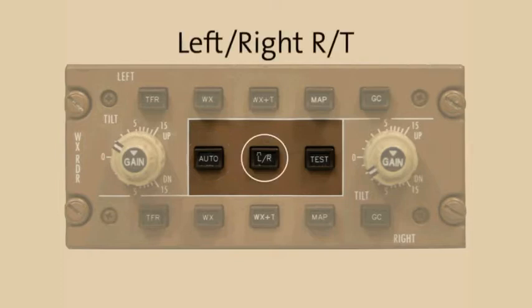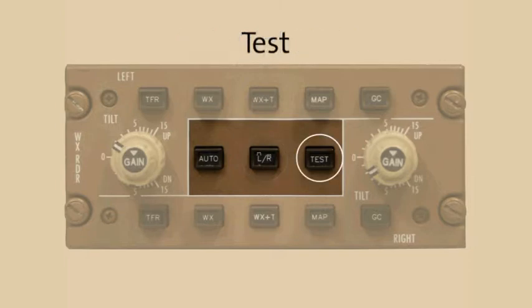On aircraft equipped with dual systems, the center button selects the left and right receiver transmitter, or RT. As indicated by the hat symbol on the button, the left RT is selected when the button is out. The test button initiates the radar's test function.